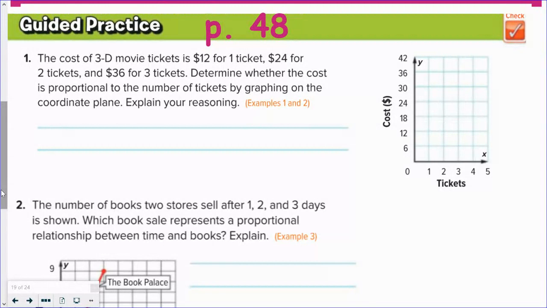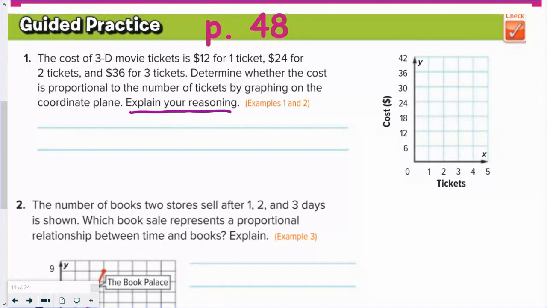We have a word problem for number 1. The cost of a 3D movie ticket is $12 for 1 ticket, $24 for 2 tickets, and $36 for 3 tickets. We need to determine whether the cost is proportional to the number of tickets by graphing on the coordinate plane, then explain our reasoning. We can't just say yes or no. We have to give a reason for it.